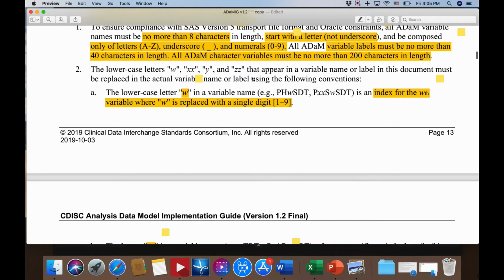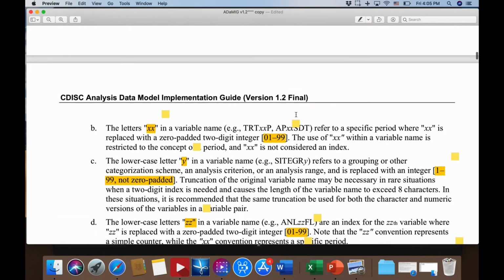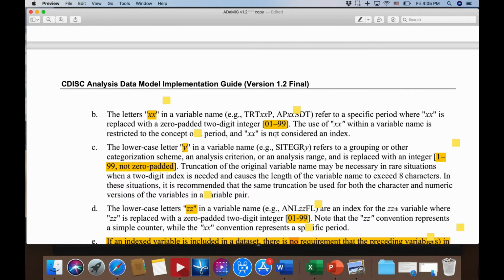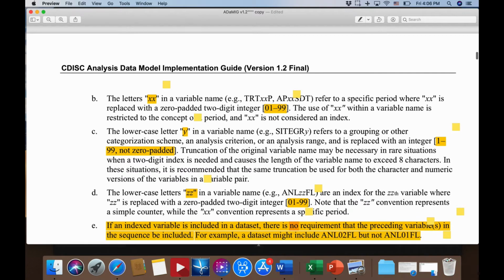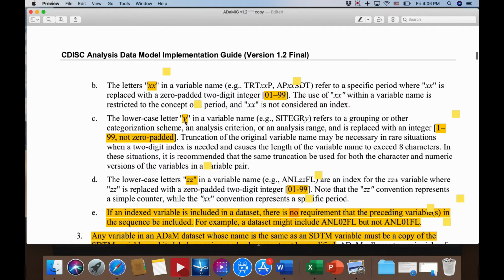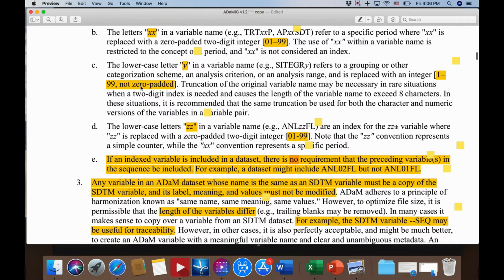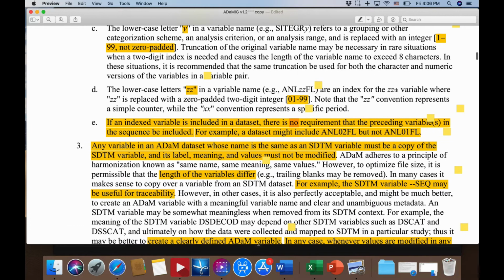For this, W is usually a single digit from 1 to 9, and XX is a two-digit number, usually from 01 until 99. It's the same thing for this, Y is 1 to 99, and there's no zero credit. And similarly for ZZ, it is 01 until 99.